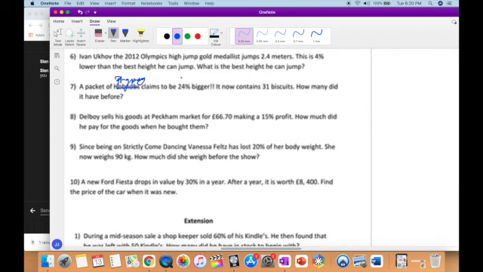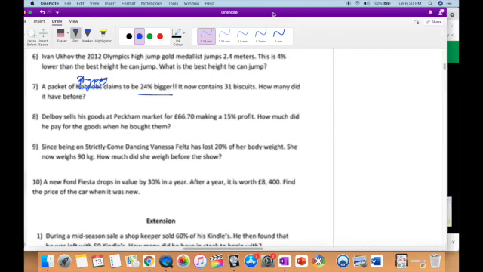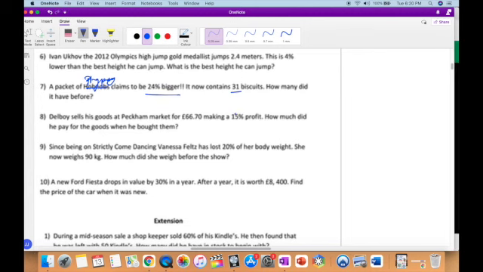A pack of ping pong is 24% bigger, right? Now it contains 31 biscuits. How many biscuits did it have before? Sarah, let me hear what you think about this. And I'm not putting you on the spot. If you don't know, just say you don't know. It's all good. Yeah, but that's okay. You think about it now, because it's not as different as any of the others, right? It's 24% bigger. Now it has 31.